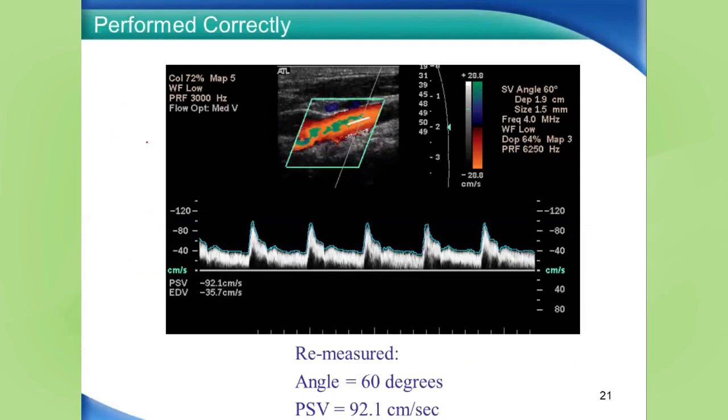Now what I'm going to show you is that I redid this study correctly. What you'll see is that this flow indicator is now correctly aligned with the flow. Can you see that? And it says that this angle is 6 degrees. I did that by changing my steering, okay? By changing the Doppler steering, I changed the angle, it's now 6 degrees. I remeasured the peak velocity, and lo and behold, it came out to 92.1, which is very close to what my calculator came up with, okay?